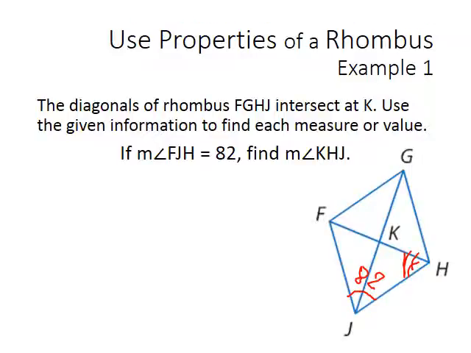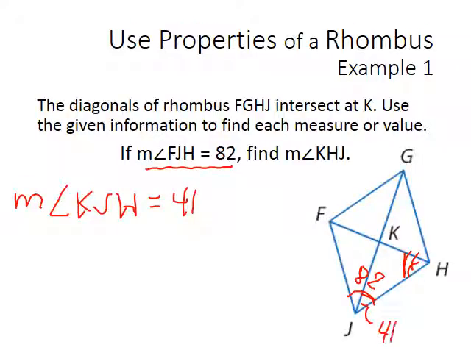All right, so what do we know about angles in a rhombus? Well, first we know that the diagonals are bisecting opposite angles. So if angle FJH is 82, that's being bisected by the diagonals. So we can cut that in half to figure out this little angle KJH and use that. So half of 82, angle KJH is going to be half of that 82, and that of course is 41 degrees. So this angle right here, the little one, is 41.